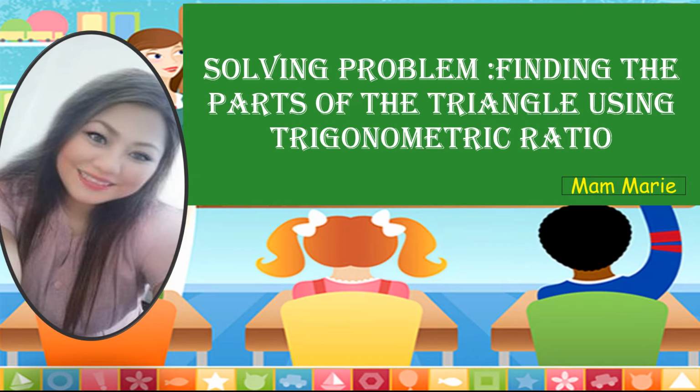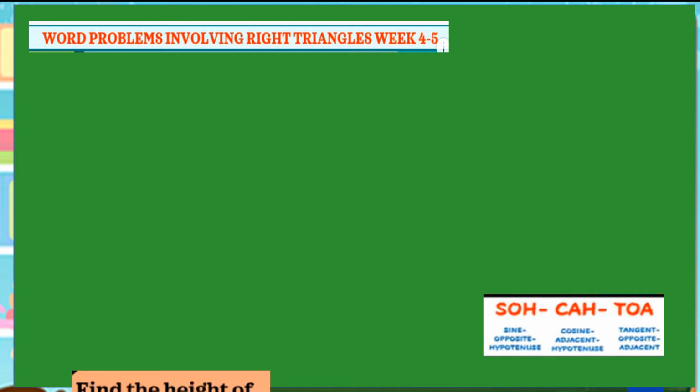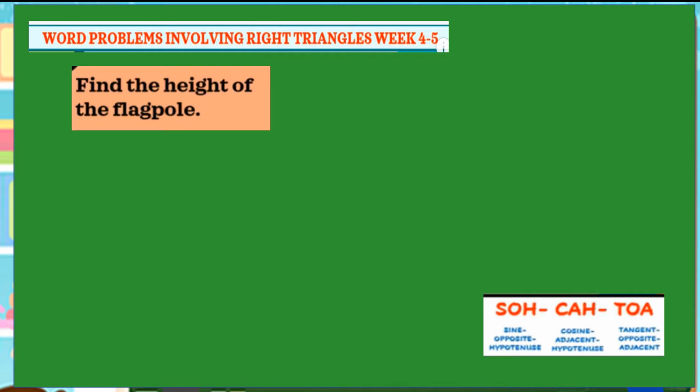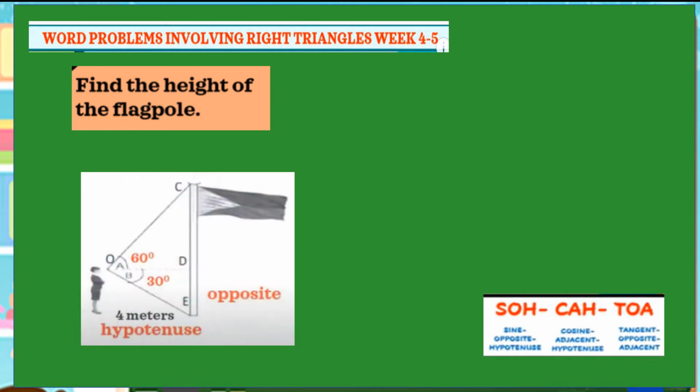Hello, good day. So today we are going to have a math tutorial in solving problems, finding the parts of the triangle using the trigonometric ratios. So our first problem is: find the height of the flagpole given this figure. As you can see in the figure, there are two triangles. We have triangle OCD, this triangle OCD, and triangle ADE. Then we are asked to find what is the measure of the flagpole.